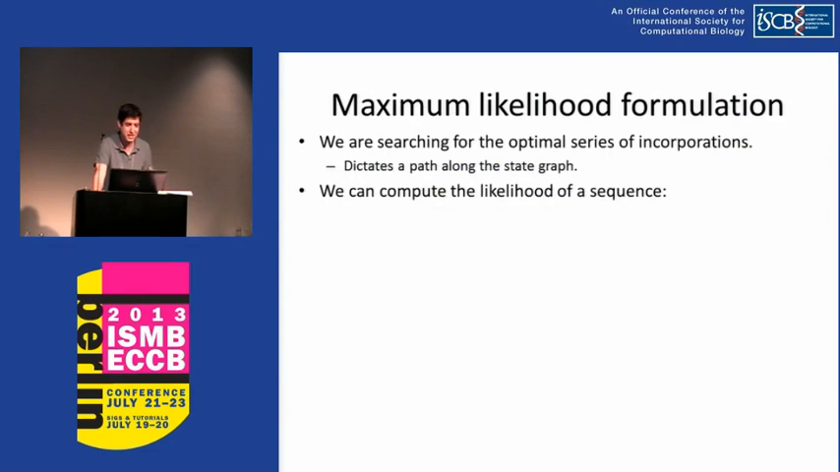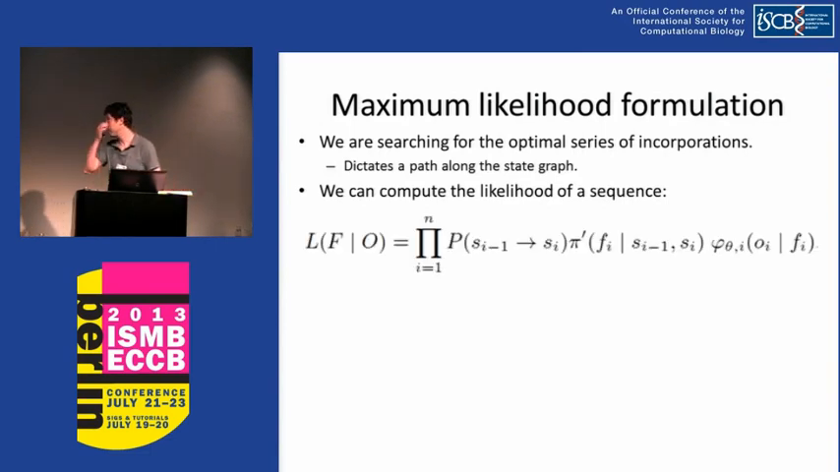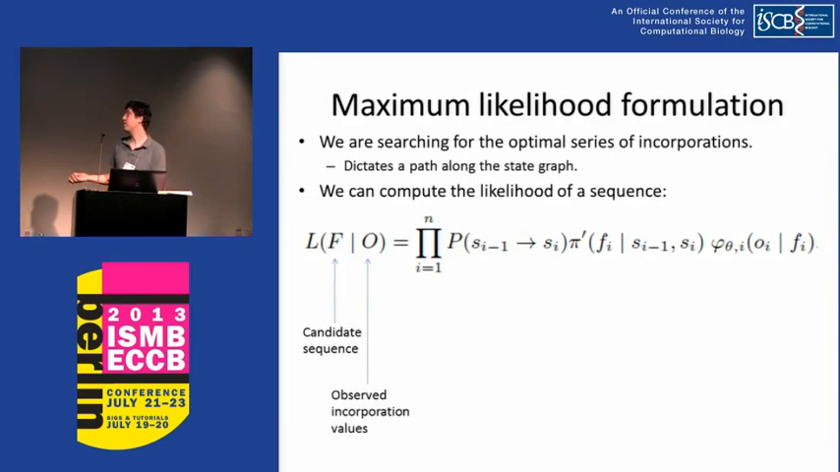Okay, so as statisticians, we need a likelihood framework to solve our problems. We have this insight of the state machine, the state graph, and we have some insights on the noise of the IonTorrent sequencing process. We want to take all these together and put them in one formula. So we have this likelihood formula. We have the candidate sequence. For each possible sequence, we have a candidate. A sequence translates into a series of state transitions. We have the observed incorporation values. This is the flowgram, the noisy values.